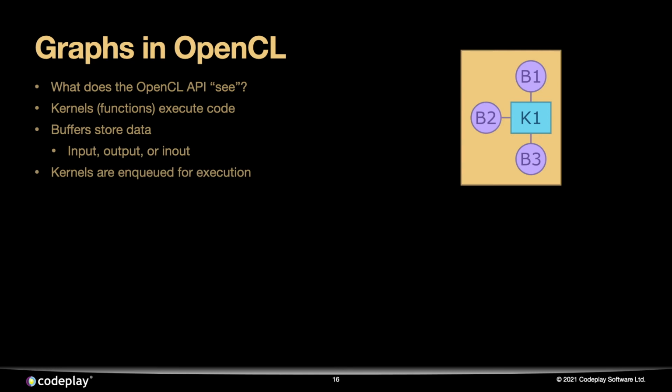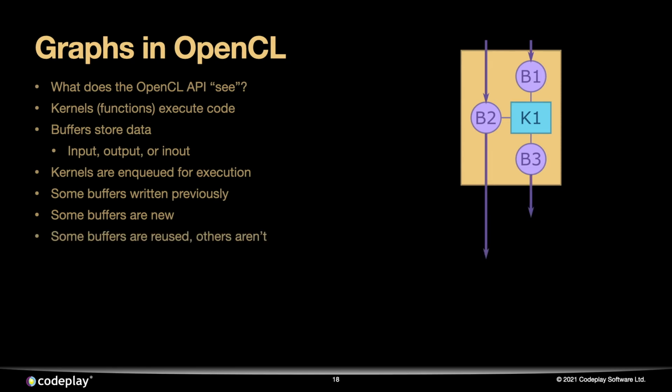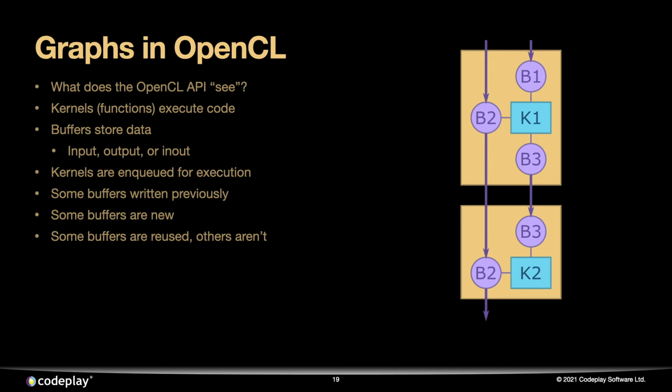Now, when OpenCL sees a kernel, it also sees when kernels are enqueued for execution. And that means that a kernel has been tied to some buffers, and then it's dispatched to the device for execution. And that means that OpenCL knows that these buffers in this kernel are used together. That also means that if some of these buffers have been used before, OpenCL knows that the data comes from somewhere else. If a buffer is new, then OpenCL knows that the data hasn't come from anywhere, that the buffer is empty. And if the buffers are used later, OpenCL also knows about that. So I might dispatch a second kernel that uses the same buffer.